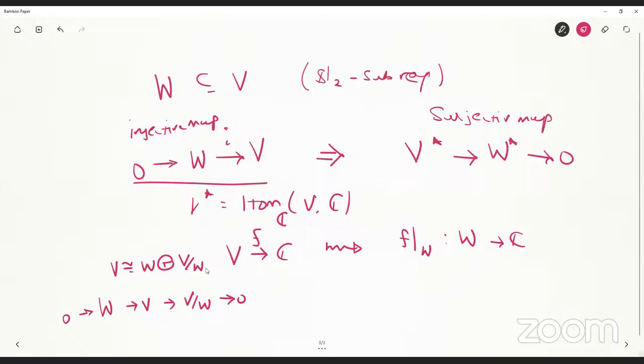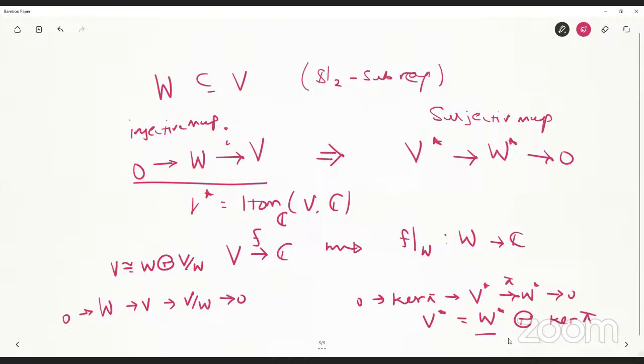Now if I take V dual to W dual, I have the surjective map, so I will have the kernel of it, pi. Then we know that V dual is going to be W dual direct sum the kernel of pi. So this simply says that if W is a sub-representation of V, then W dual can again be thought of as a sub-representation of V dual. That forces that V is irreducible if and only if V dual is irreducible.